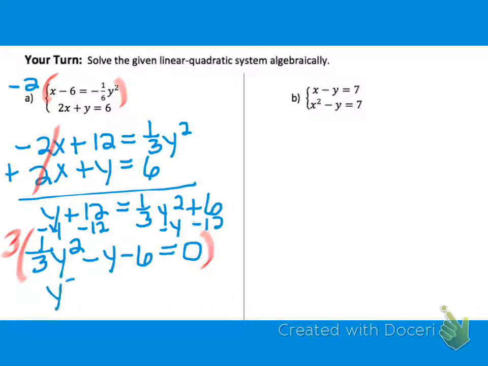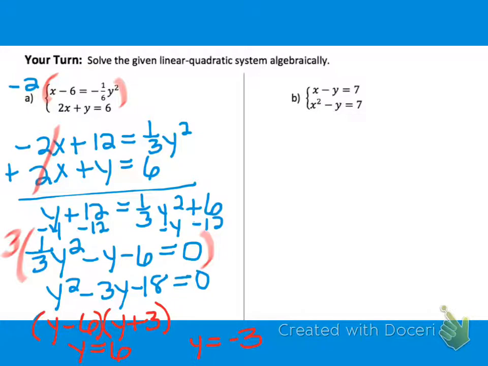That leaves me with y squared. 3 times minus y is minus 3y. 3 times minus 6 is minus 18, and then 3 times 0 is, of course, 0. So now I think this factors. I'm pretty sure that's a factorable one, so I could just factor y, and I need two factors that are different signs that are going to multiply to negative 18 and add to negative 3, so that would be negative 6, positive 3. So my two y's are y is 6, and then y equals negative 3.